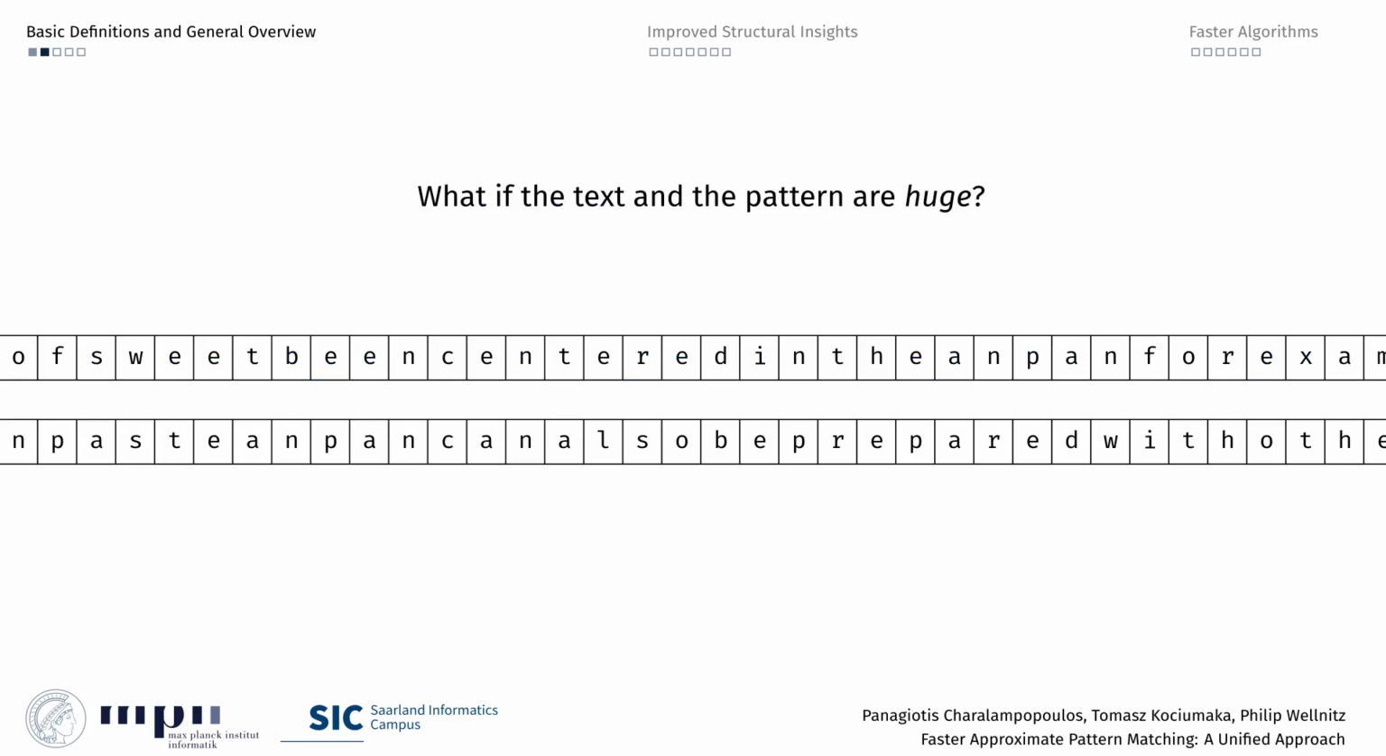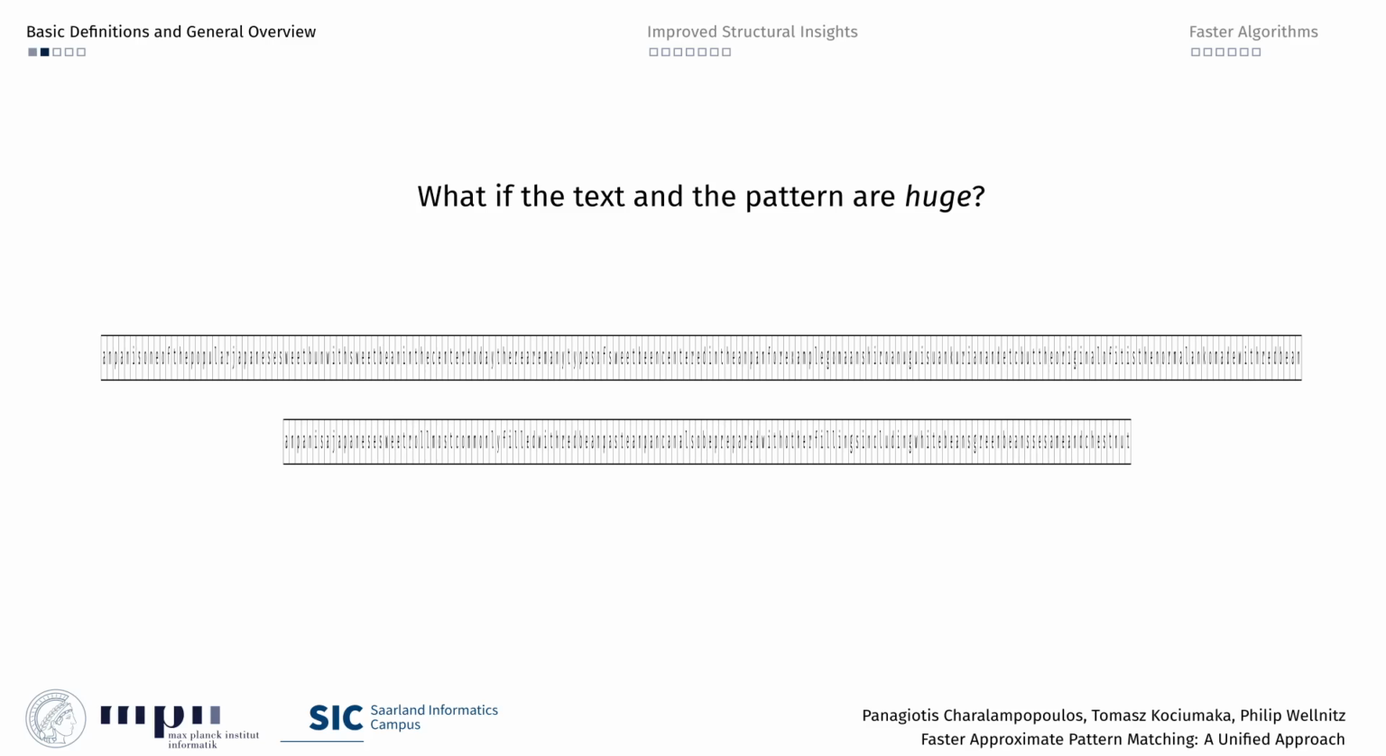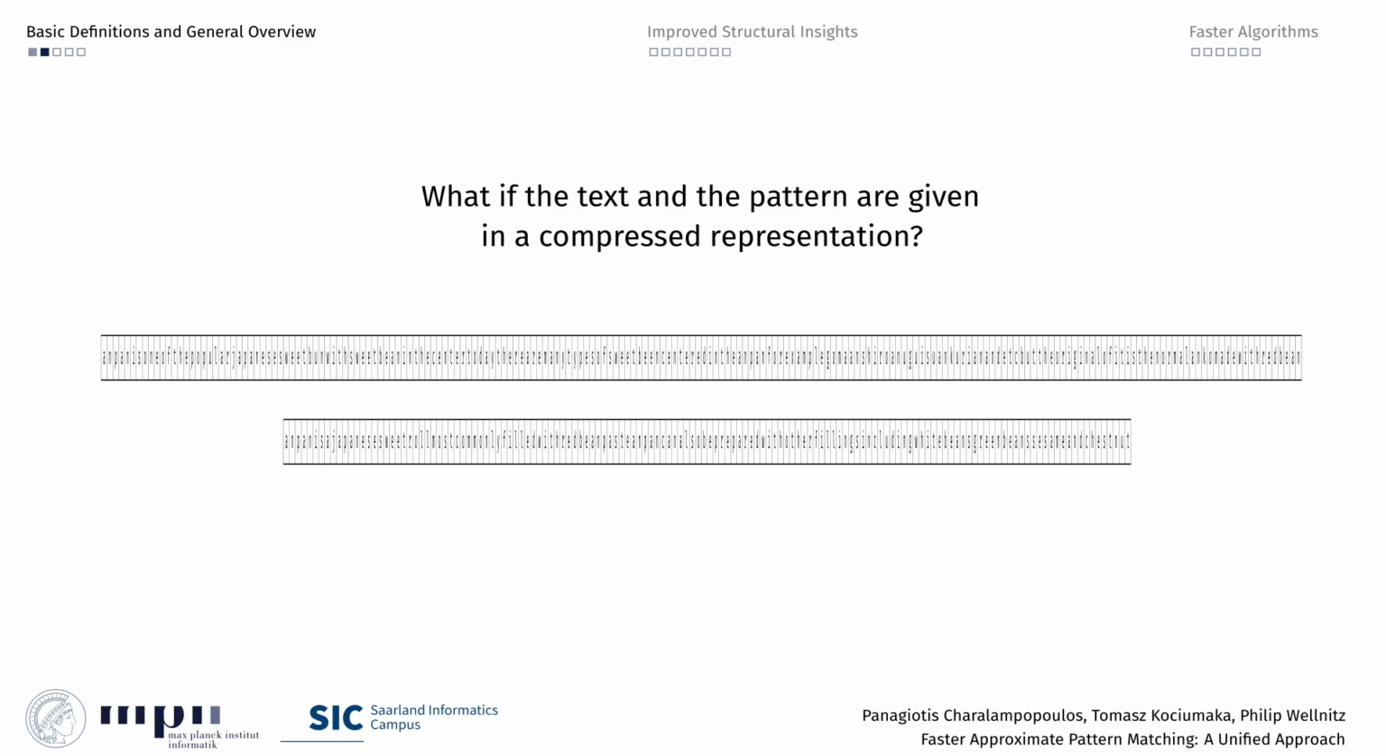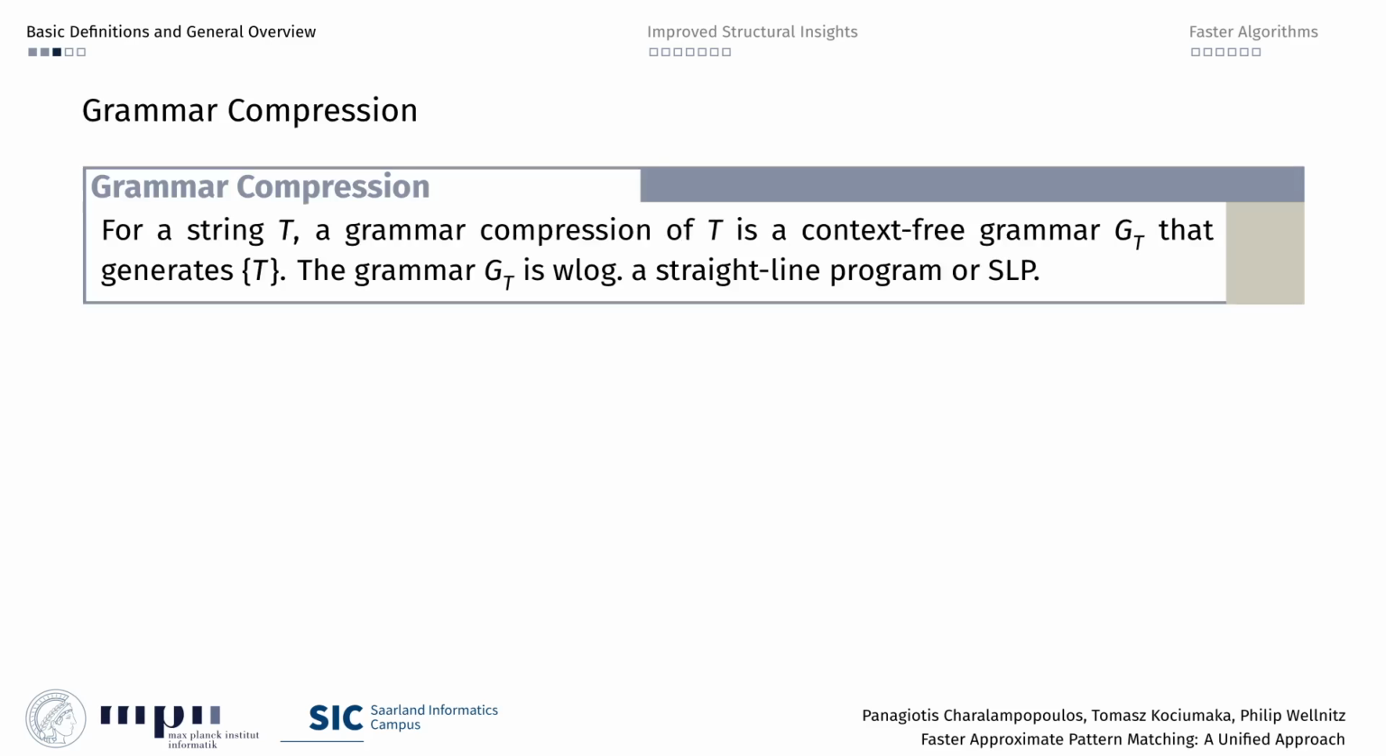Instead, we consider the case when both the text and the pattern are huge. Think of the human genome or large bodies of natural text. A natural approach in this situation is to compress the text and the pattern. In particular, we want to solve the approximate pattern matching problem without decompressing the compressed data first, so that we actually gain some speedup over the known algorithms. A mathematically elegant way to capture a plethora of known and different compression schemes, such as Lempel-Ziv compressions, are so-called grammar compressions.